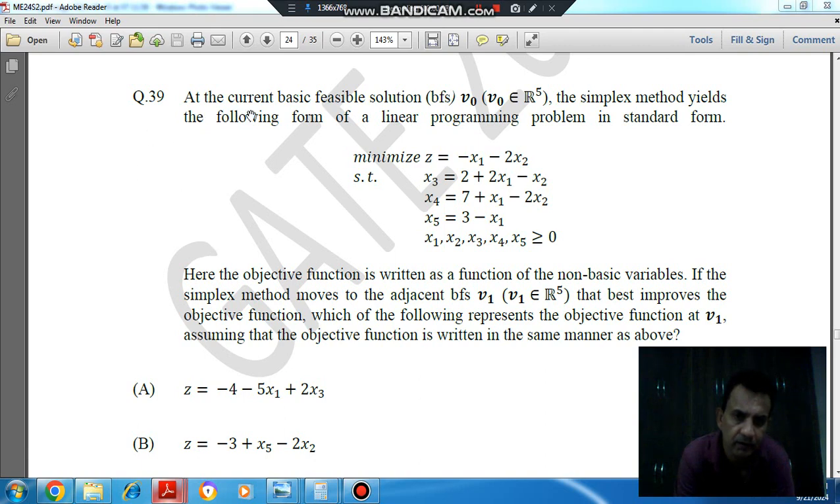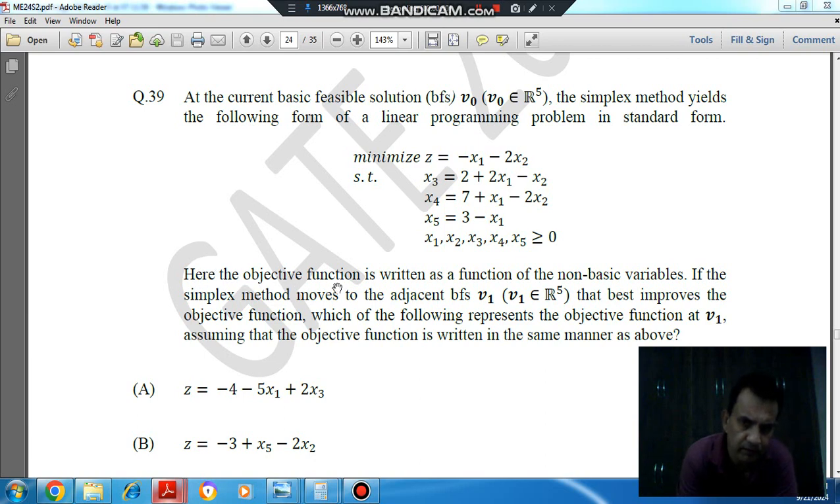Question number 39: the current basic feasible solution V0 is related to row number 5. The simplex method yields the following form of a linear programming problem in standard form. Minimize z = -x1 - 2x2, subject to x3 = 2 + 2x1 - x2, x4 = 7 + x1 - 2x2, x5 = 3 - x1, and x1, x2, x3, x4, x5 ≥ 0.